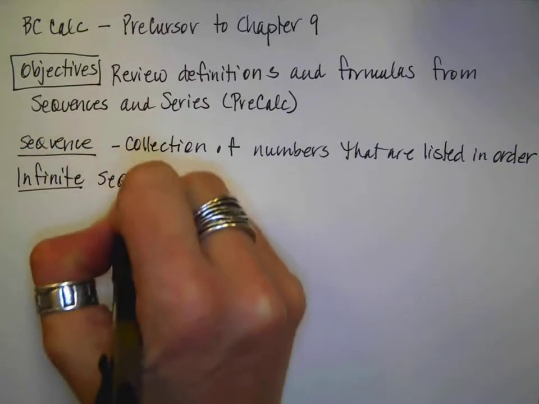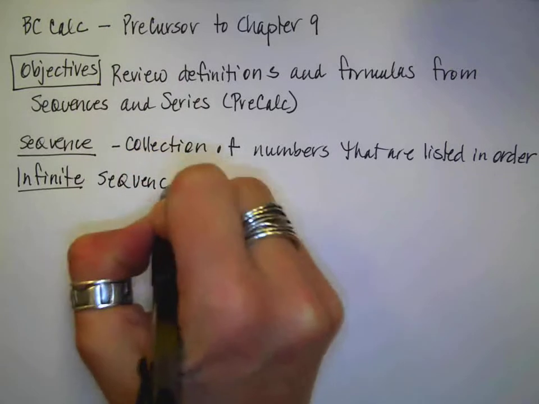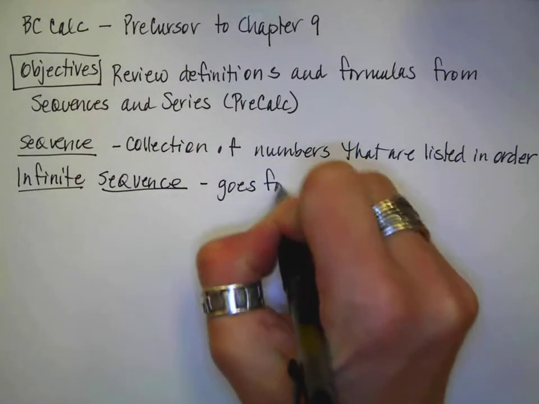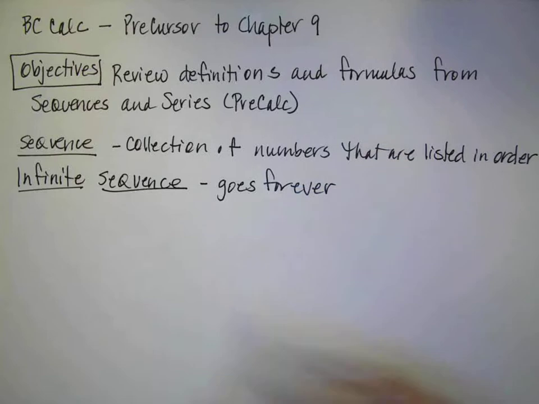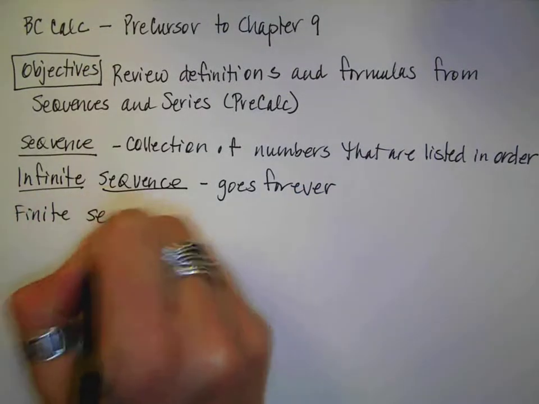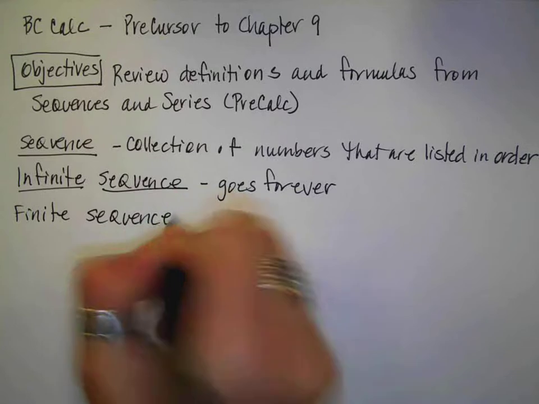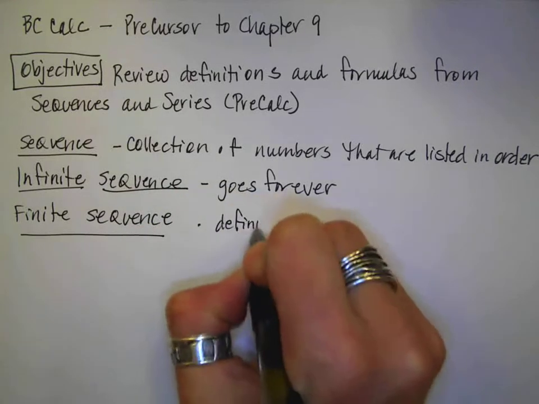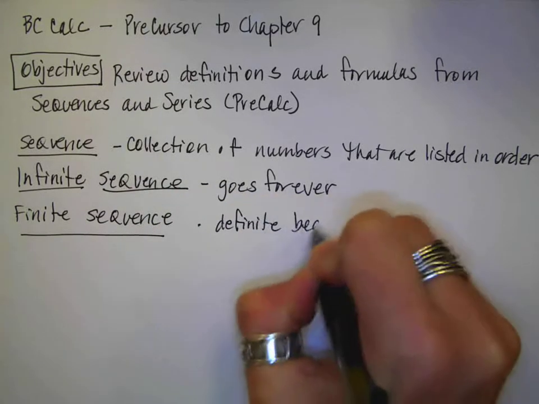An infinite sequence is just a sequence that goes on forever, okay? So I'm just going to write "goes forever." It's going to be highly technical. All right, a finite sequence, on the other hand, does not go on forever, and it has a definite beginning and end.